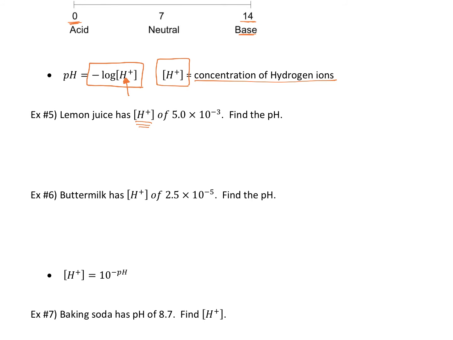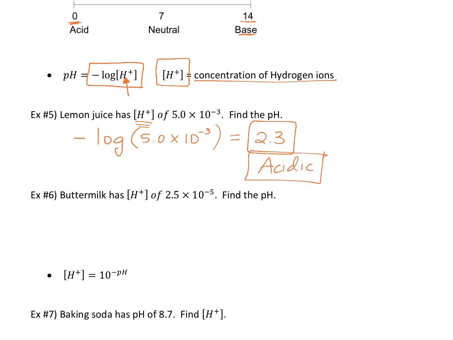So you're typing in negative log of 5.0 times 10 to the negative third, and you get a pH of 2.3. We would say that's acidic, right? That's more on the acidic side than the basic side. Questions on that? Okay.